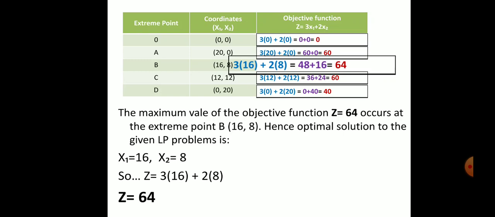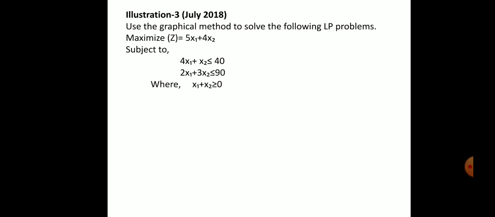Okay, it's clear, students. If you have any doubt now, you can contact me. Try to solve this problem. It's a previous year question paper problem, July 2018. They asked for 5 marks. Use the graphical method to solve the following linear programming problem. Maximize z, so it's a maximization problem, equal to 5x1 plus 4x2. This is the objective function, subject to the constraints.